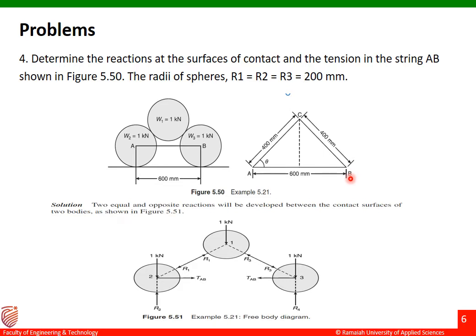Fine. So what we have to do here is find the reaction at the surfaces of contact and the tension in string AB. First, we have to identify the contact surfaces. This is my first contact surface, this is my second contact surface, this is my third, and this is the fourth contact surface. Okay, so let us do the solution for this.